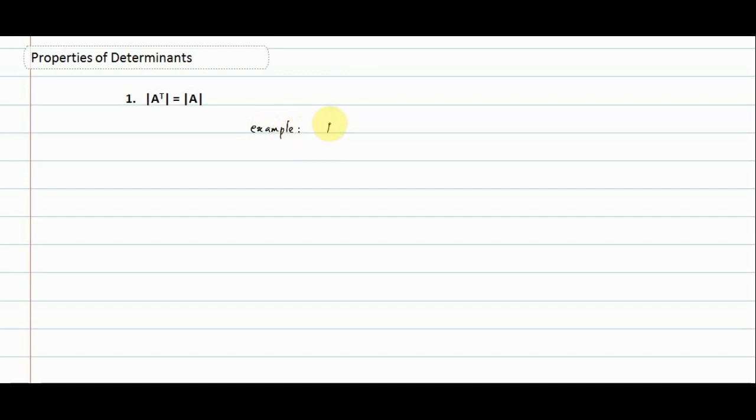Suppose we have a matrix A equal to 1, 2, 3, 4. Then what will be the transpose of this matrix? A transpose will be equal to, the first row will be the first column of A, so it is 1, 3. The second row will be the second column of A, so that is 2, 4.